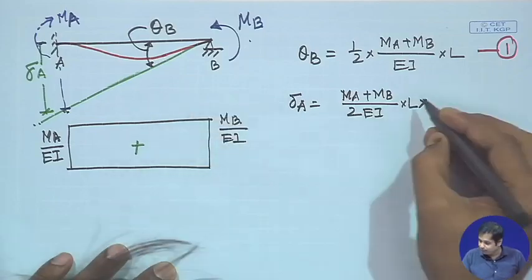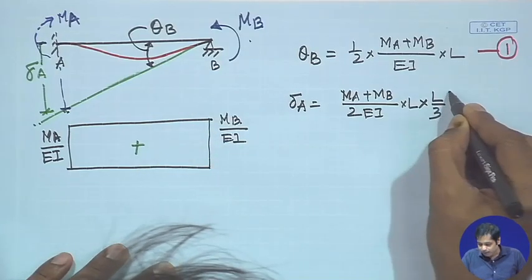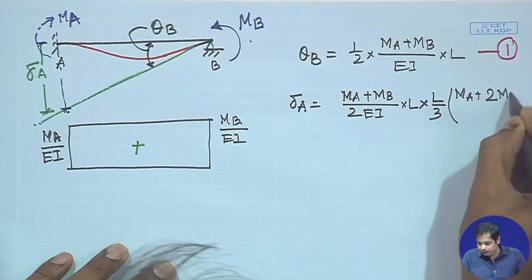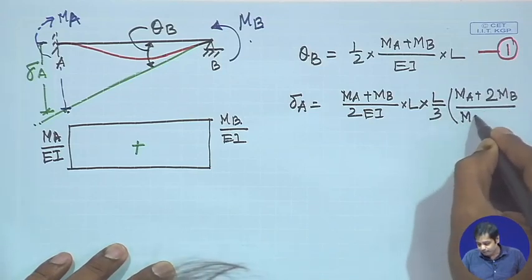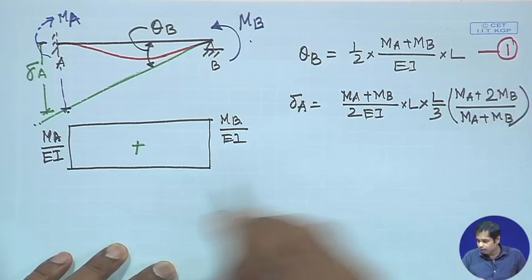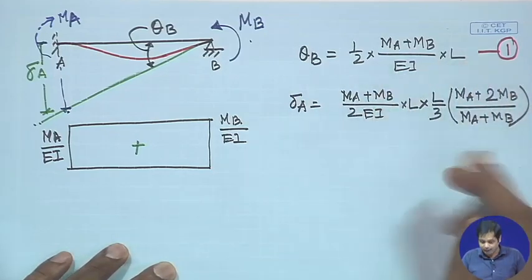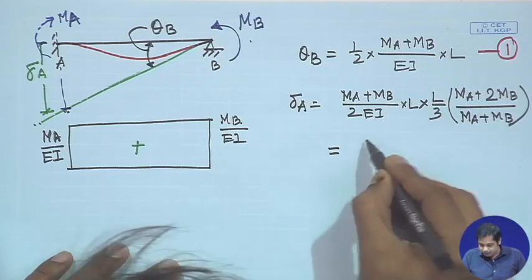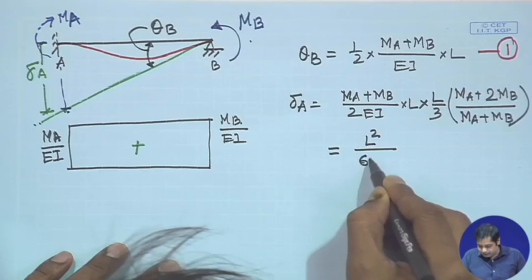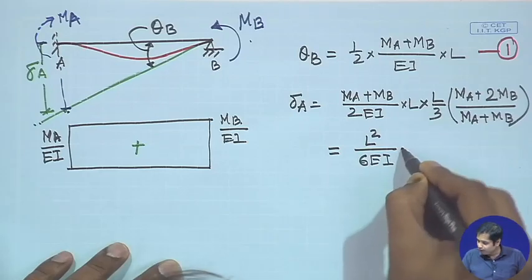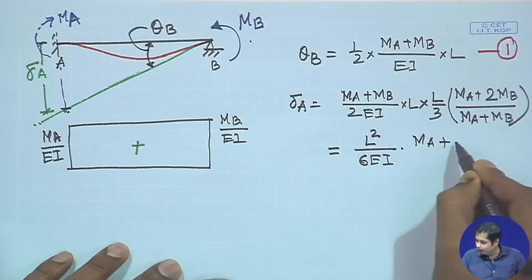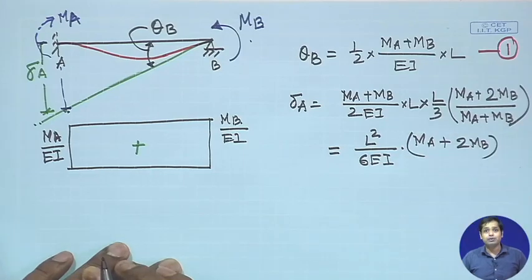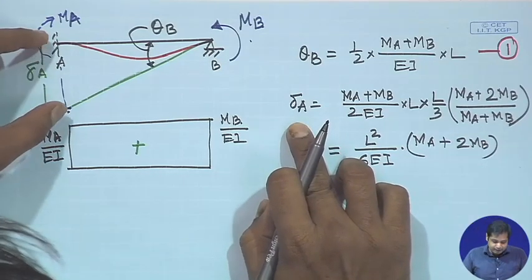and that multiplied by the centroidal distance. This is a trapezium, and the centroidal distance of a trapezium is L by 3, and then it is MA plus 2 MB by MA plus MB. Okay. This is delta A. So, delta A then becomes, this MA and this MA get cancelled, and this becomes L square by 6 EI into MA plus 2 MB. Now, what is delta A?